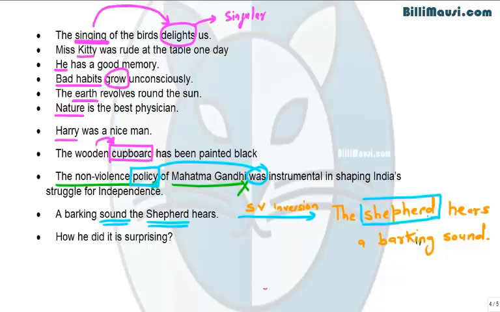Let's move on to the next sentence. How he did it is surprising. How he did it is the subject here. Sometimes an entire clause behaves as the subject for the complete sentence. We'll be doing more examples when we'll be discussing independent and dependent clauses. I hope that I have given you the basic idea about subject and predicate. So we'll move on to the next video on phrases and clauses.